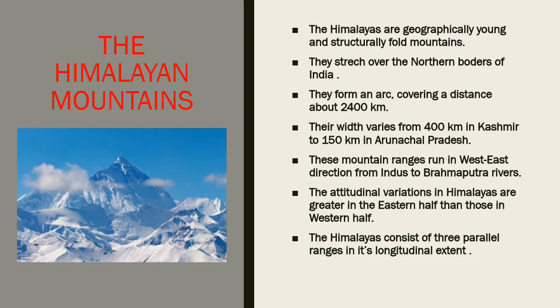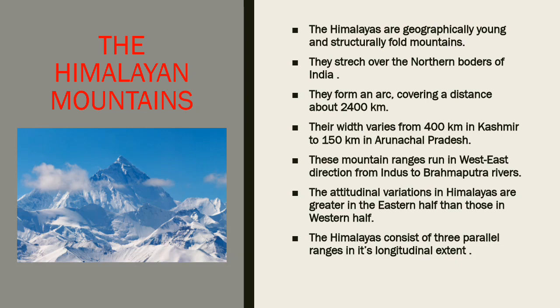So, the Himalayan mountains. The Himalayas are geologically young and structurally fold mountains. They stretch over the northern borders of India. They form an arc covering a distance of about 2400 km. Their width varies from 400 km in Kashmir to 150 km in Arunachal Pradesh. These mountain regions run in a west to east direction from the Indus to the Brahmaputra river. The altitudinal variations in the Himalayas are greater in the eastern half than those in the western half.